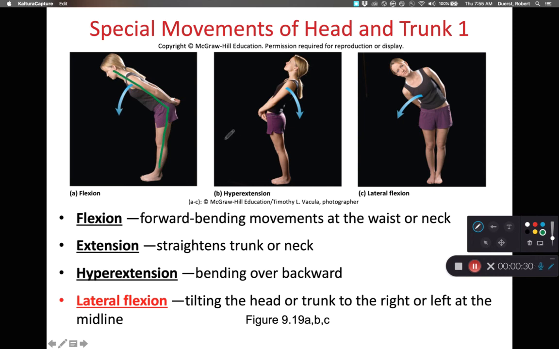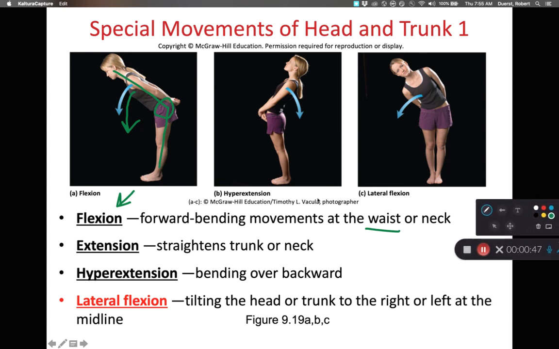So here we can see the trunk. And if we bend the trunk primarily at the hips or the pelvis, so that we are moving the head towards the feet, that's known as flexion. If we bend the waist or the neck anteriorly or forward, that's going to be flexion. Extension is when we straighten out the trunk or neck.